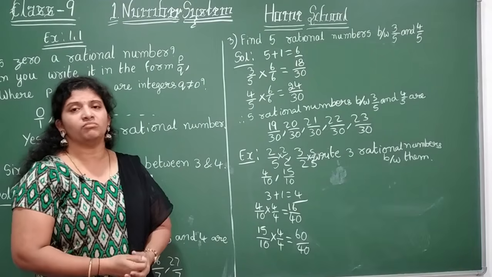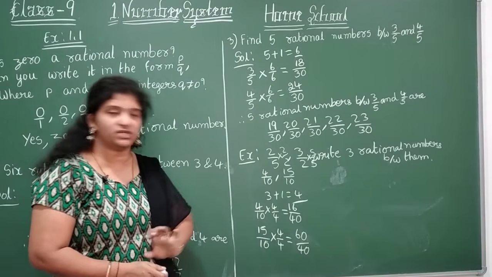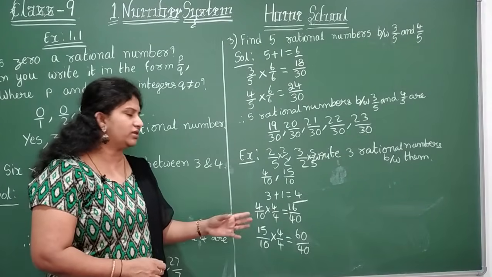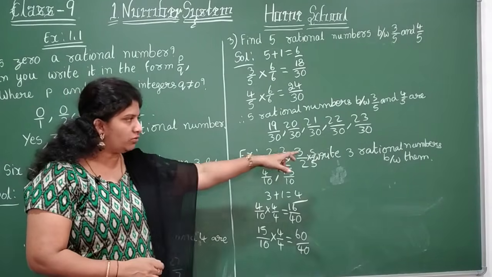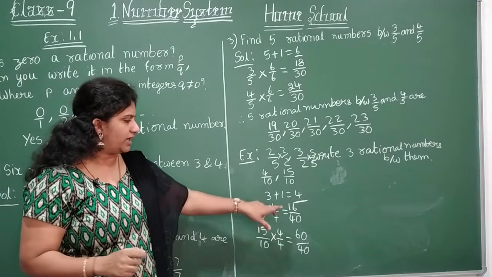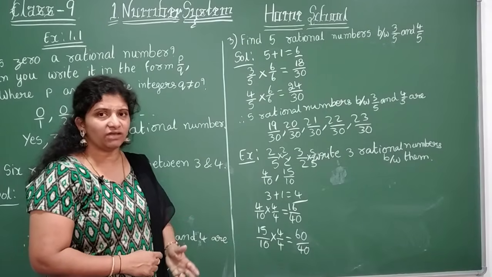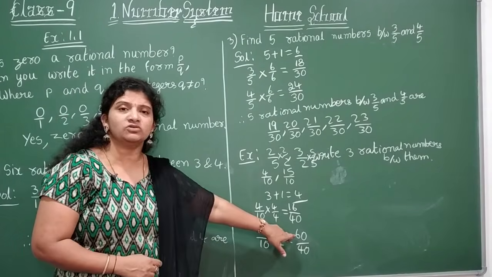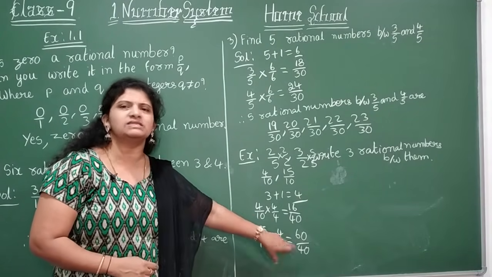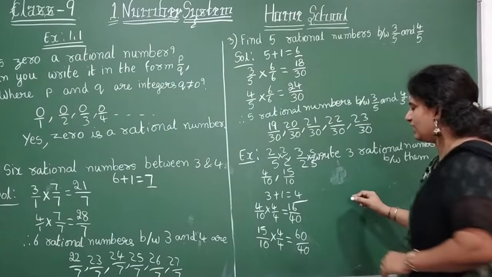Now what are the numbers you need to write here, children? In between 16 to 60, any numbers you can take. Any number you can take here. Not only 3, 4 numbers. So you need to write only 3 rational numbers. You can pick any middle rational number you can write. That is 17 by 40, 18 by 40, 20 by 40, 35 by 40. Like this. Up to 60 you have a chance, children. In between these 2 rational numbers, any 3 you write. That's enough. So I am going to write the 3 rational numbers.